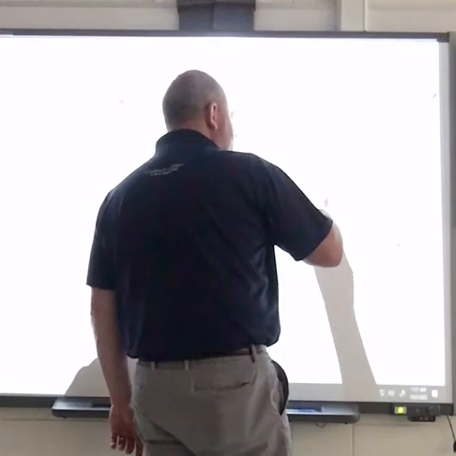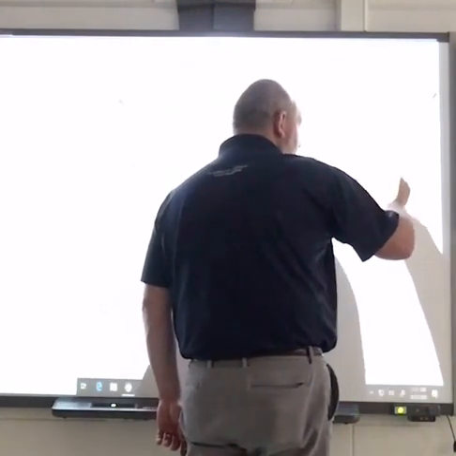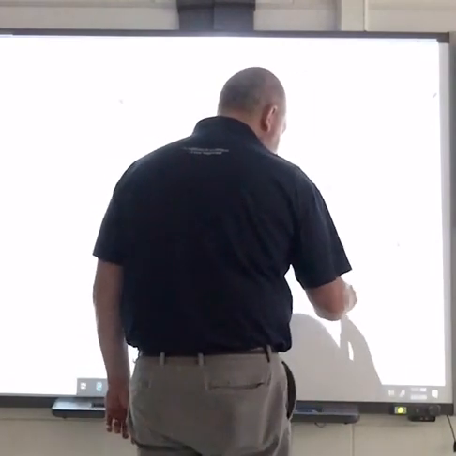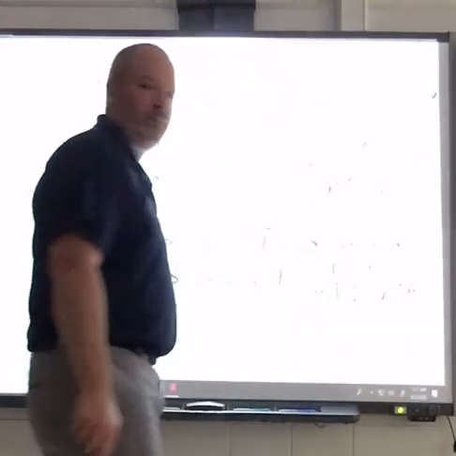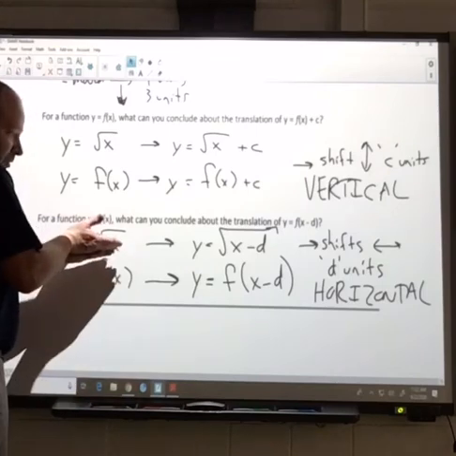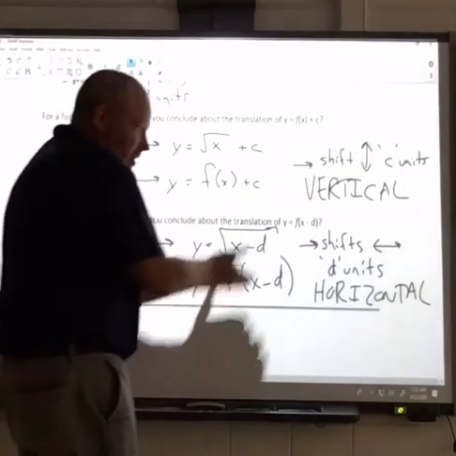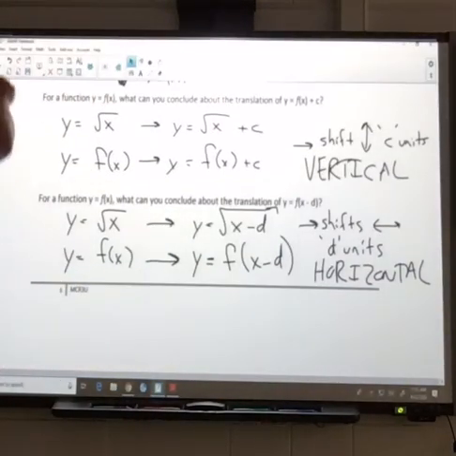The key here is this is going to be a vertical, and this is going to be a horizontal change. Okay? And that's the key for what's happening there in the graph, and in any graph for that matter. Because when we do it for a root and we do it for any function, it's still going to do the same thing. Okay? All right, next page.